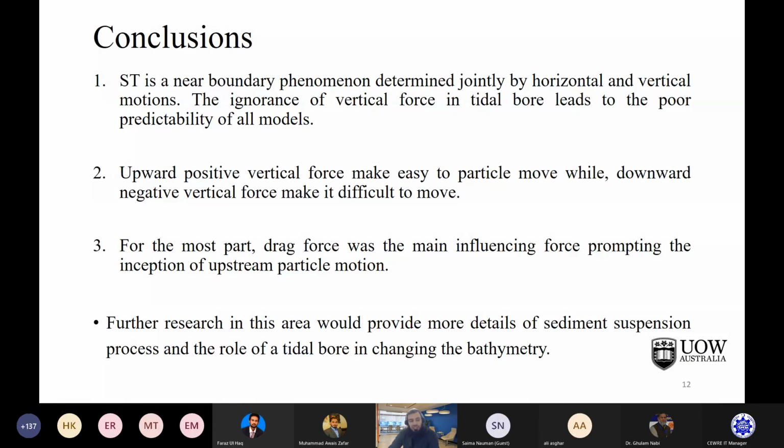So generally, research shows that during the smooth rise of the free surface in the breaking bore, the increase in forces indicates the importance of lift force, which is necessary for particle movement and increased particle movement during the passage of the roller toe. For the most part, drag force was the main influencing force prompting the incipient upstream particle motion. So during a breaking bore, the forces that cause incipient motion are due not only to the velocity, but also to the sudden discontinuity in the free surface.